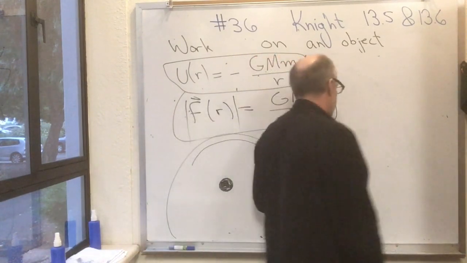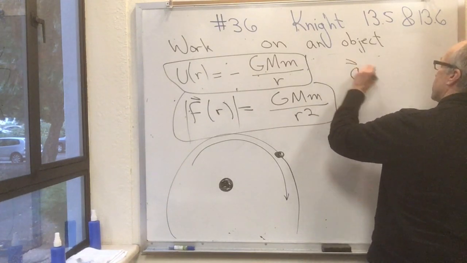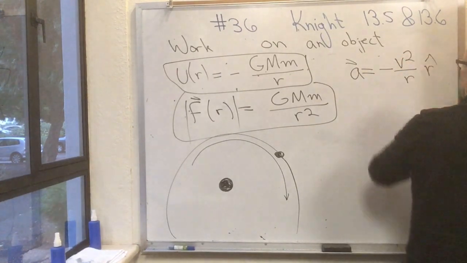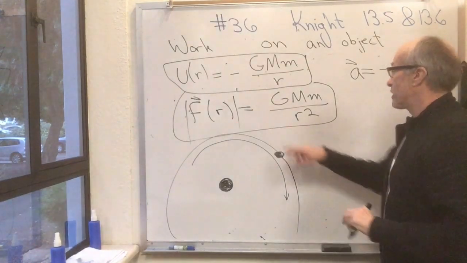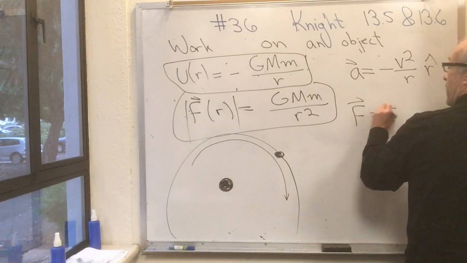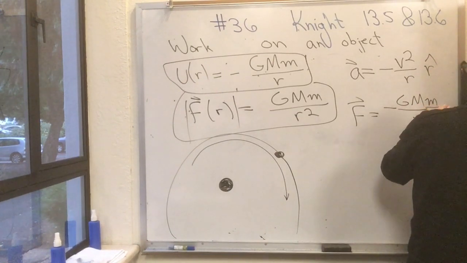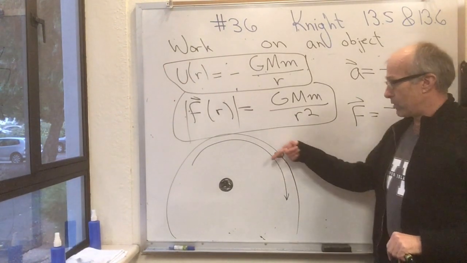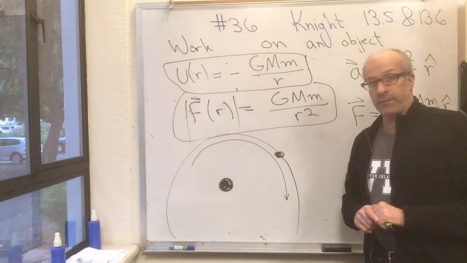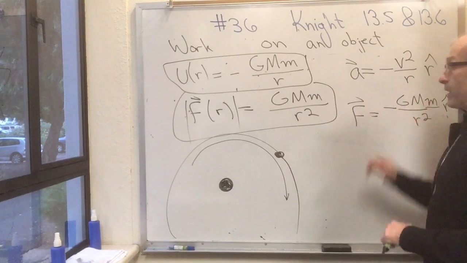Now, if this thing's going around in a circle, we know that the acceleration is this: a is equal to minus v squared over r times r hat. And actually, this attractive force, if I write it as a vector, the force on this little guy right here, is minus GMm over r squared times r hat. They both point in the radial direction, the acceleration and the force. They both point inward, that's good. And so there's the possibility that circular motion can be maintained just by the force of gravity.